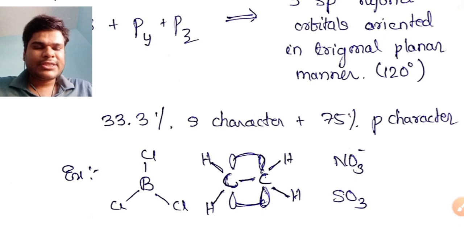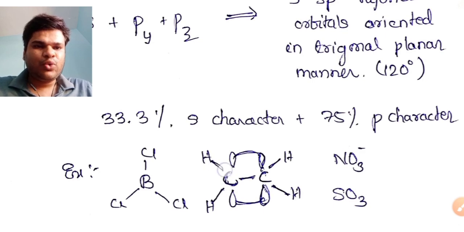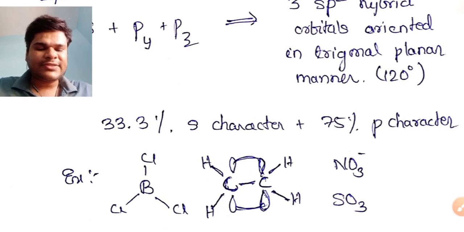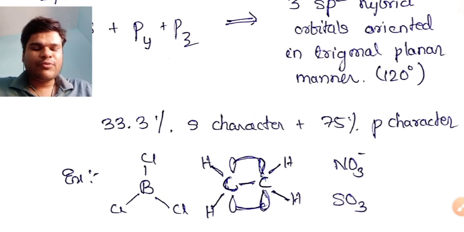In ethene, I have shown how the 3 sp2 hybrid orbitals form bonds. If you consider the first carbon atom, it has 3 sp2 hybrid orbitals. 2 of them are utilized in bonding with hydrogen, whereas one more is utilized in bonding with the other carbon atom, right.